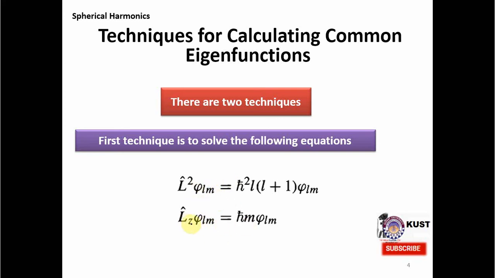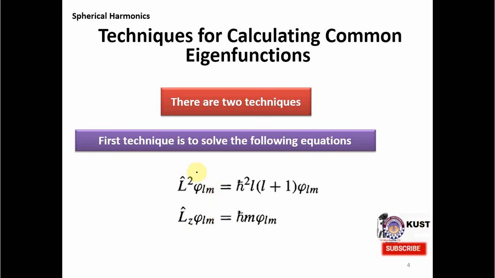When L square acts on phi Lm, the eigenvalue is L into L plus 1. That's why L is represented in the index. And when Lz acts on phi Lm, we have eigenvalue M. That's why M is represented in the index. So in phi Lm there are two indices, describing that this phi has two ingredients inside it. One is related to L square, represented by the small l index, and the other is represented by M, which is connected to Lz.